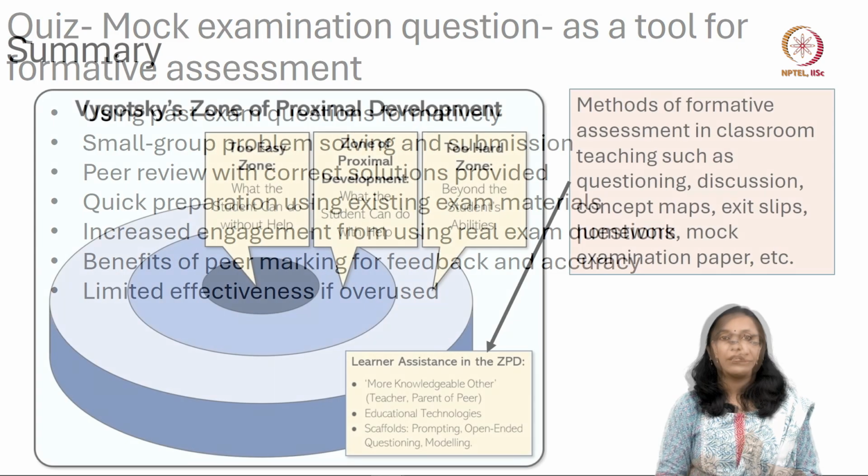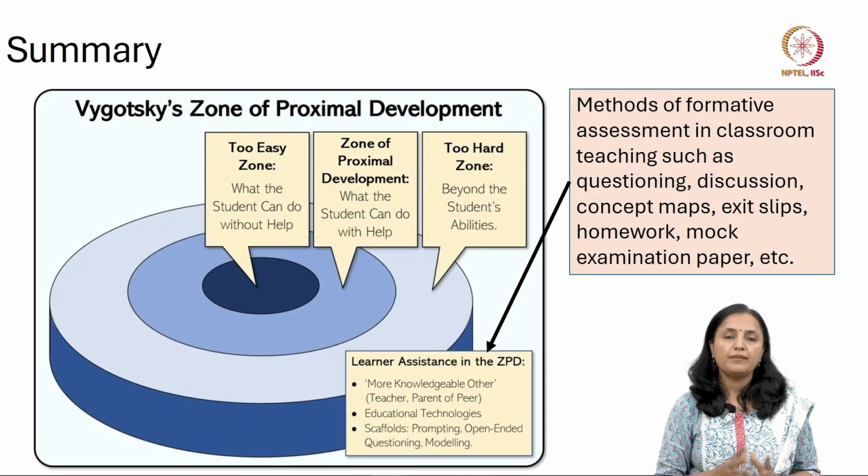So, to summarize, we have discussed a few methods of formative assessment, which are questioning, discussion, exit slips, concept maps, different kinds of quizzes such as homework, and mock examination paper in this unit and the last unit. But let us revisit the theory of formative assessment and try to connect it with zone of proximal development, and then see how these methods will help our students learn better.